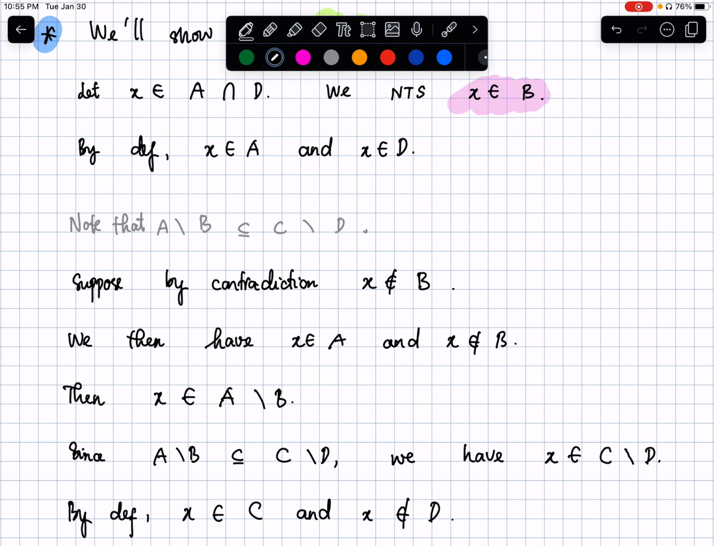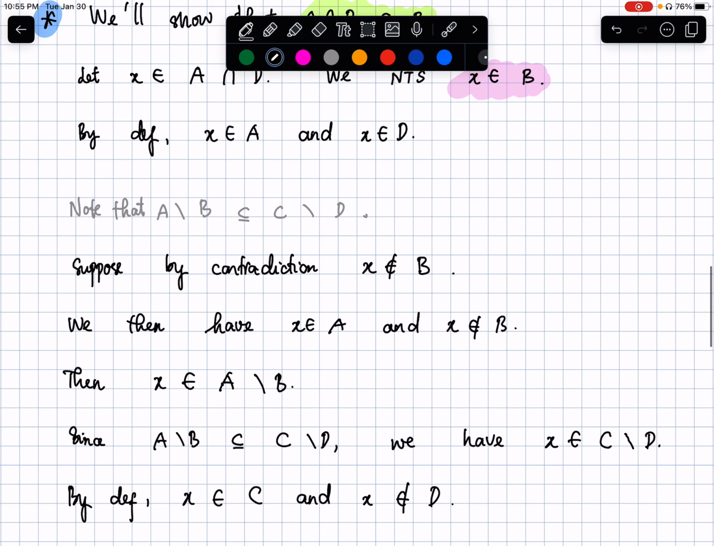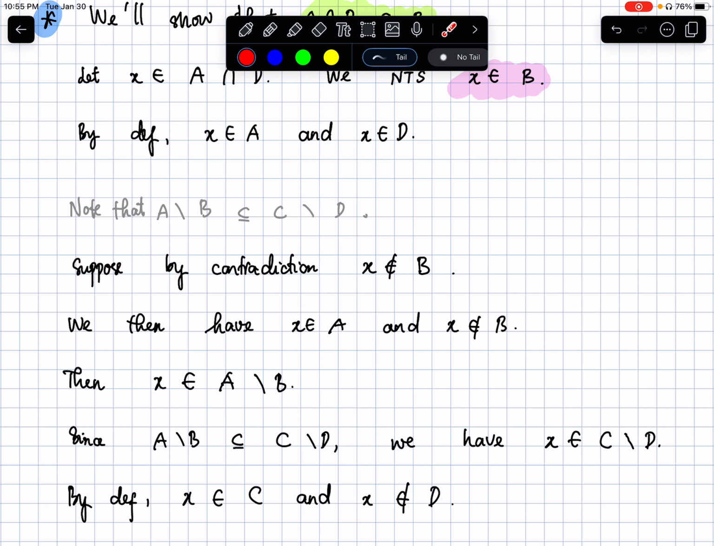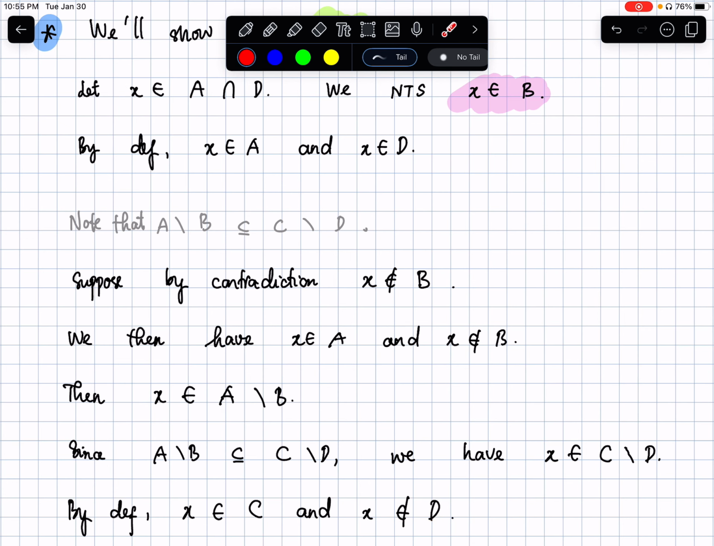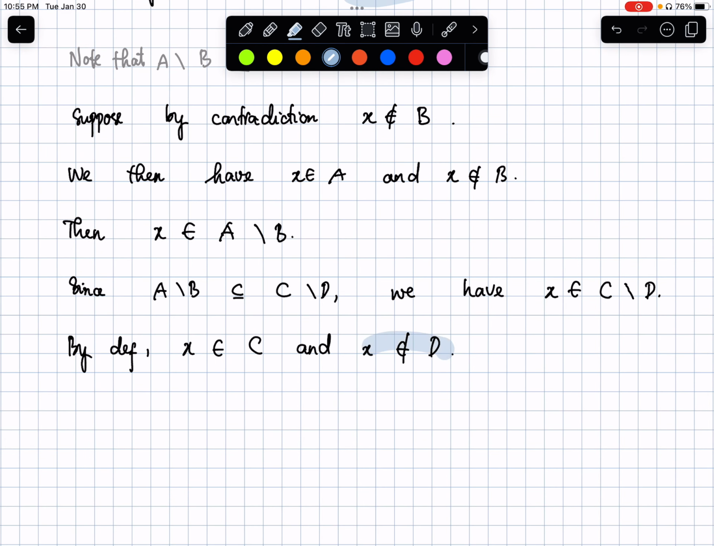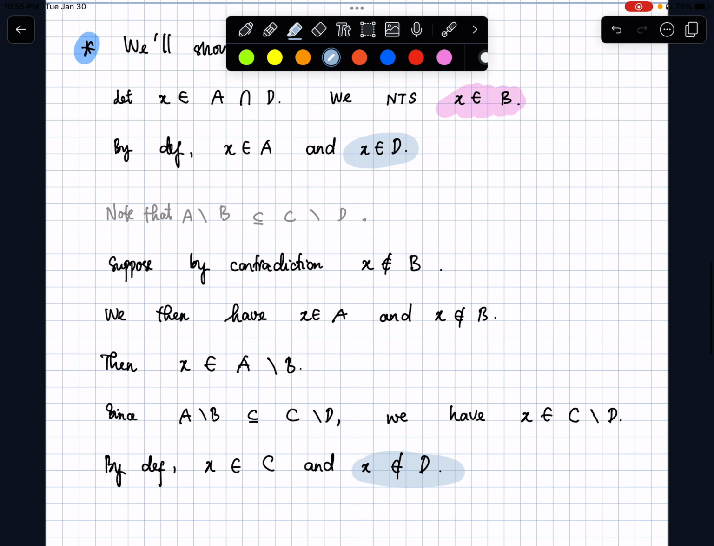So now, what can be wrong? We suppose a contradiction on this one, right? And we know that it's not true because we need to show x in B. So what can be wrong here? x in C and x not in D. But remember, let me write here, we know that x in A intersect D and x in D. We know this here. But here we have x not in D. You see the contradiction, right? x cannot be in D and not in D at the same time. So this is a contradiction.